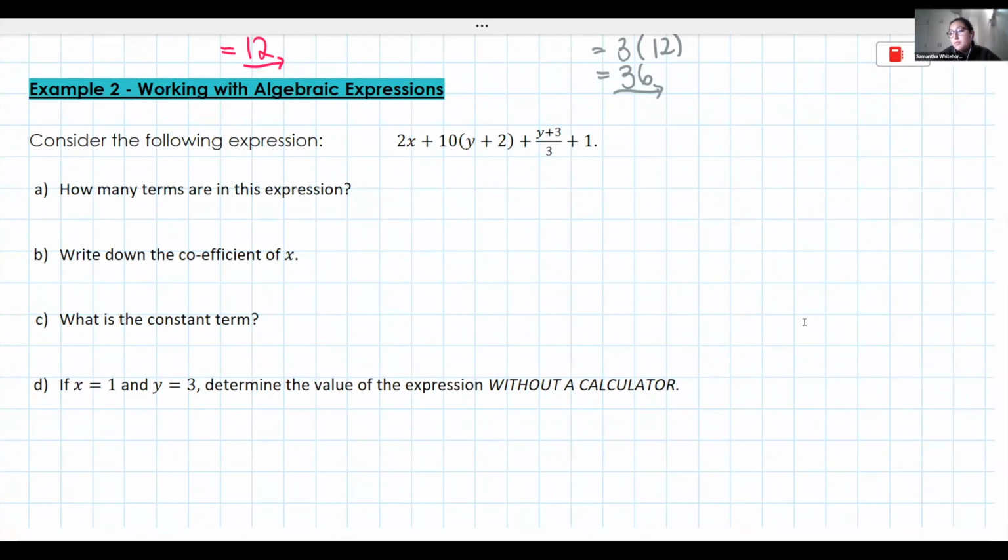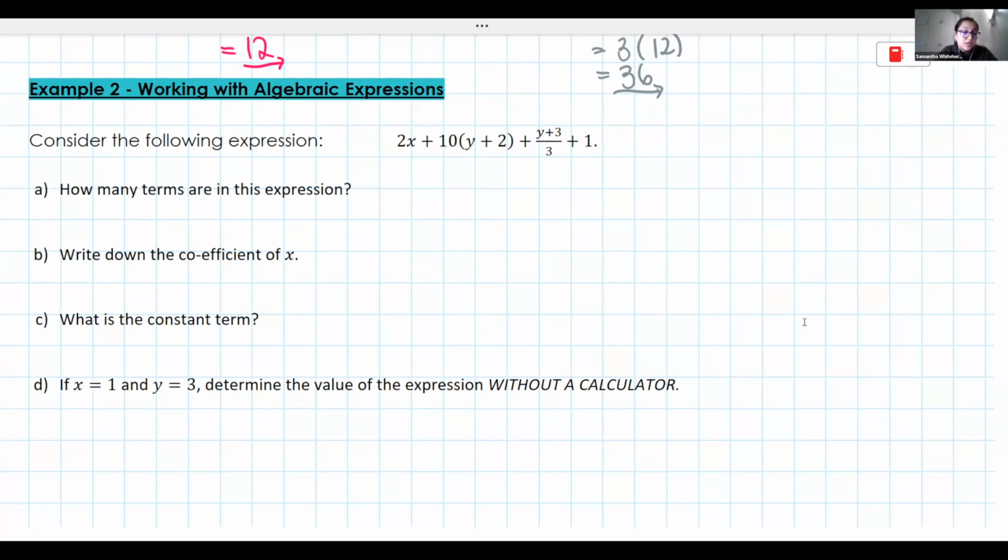Now, I've said this to you before, I'm going to say it again. This sort of question is how we like to test your terminology. So this is how we like to test whether or not you know what certain words mean in maths. So we've been given the expression 2x plus 10 times y plus 2 plus y plus 3 divided by 3 plus 1.